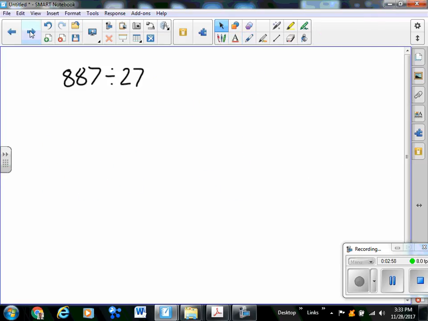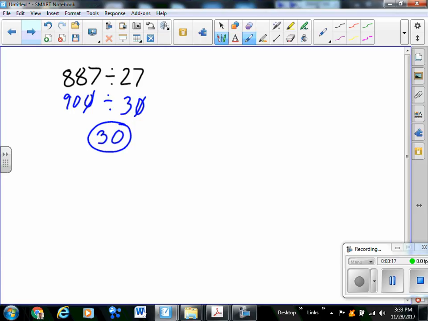Okay, second practice one for the lesson. 887 divided by 27. 27, I see 30 first. So if I see 30, I'm going to make this 900. Divide, divide. 3 goes into 9 3 times. Add on a 0. So we're going to do about 30. Okay, actual. So we have 27 on the outside, 887 on the inside.